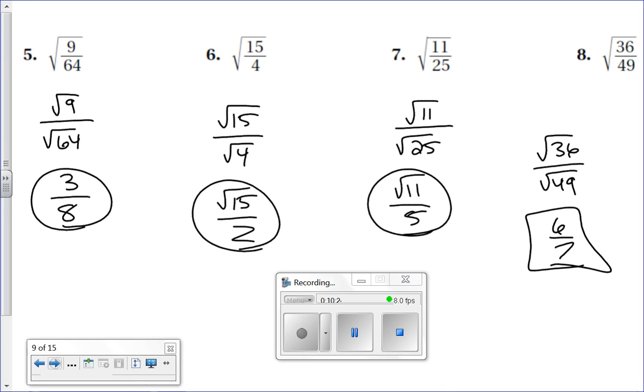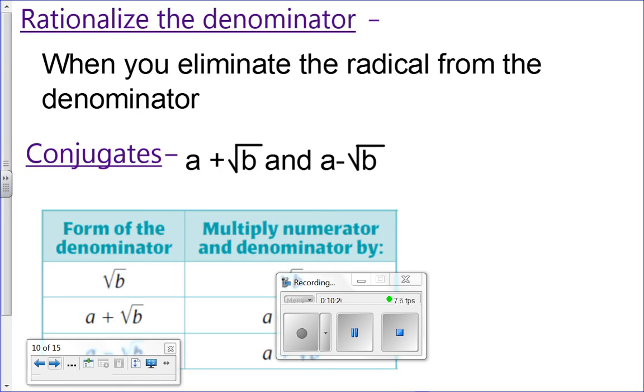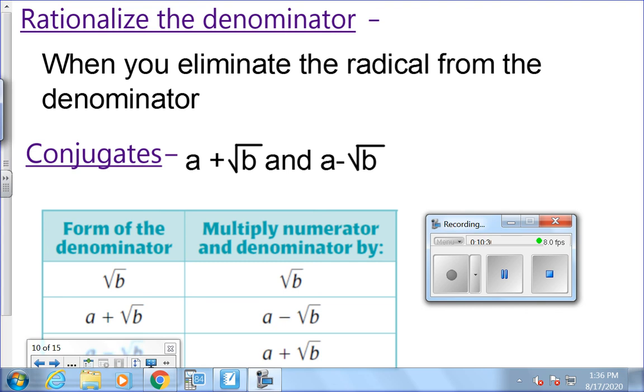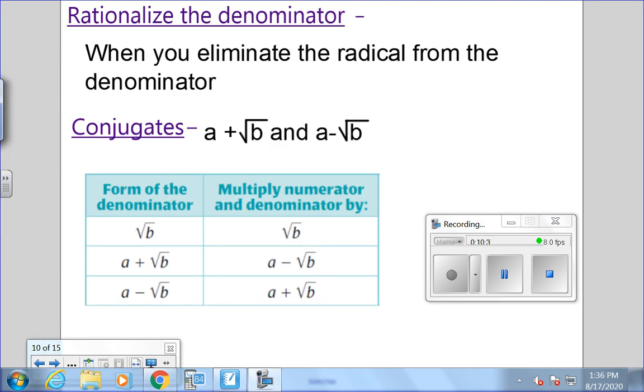Okay? All right, we finally get to learn the hardest concept of the day, rationalizing the denominator. At some point in math history, mathematicians decided they just did not like radicals in denominators when they are working with fractions. So there are techniques to rationalize and get those radicals out of the denominator. So rationalize the denominator means to eliminate the radical from the denominator. We're going to do that with the use of conjugates.